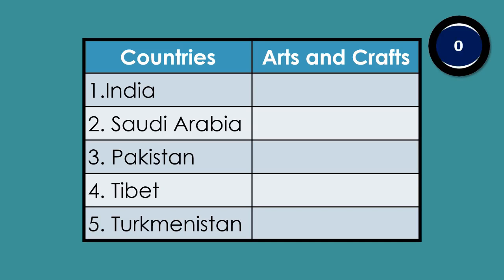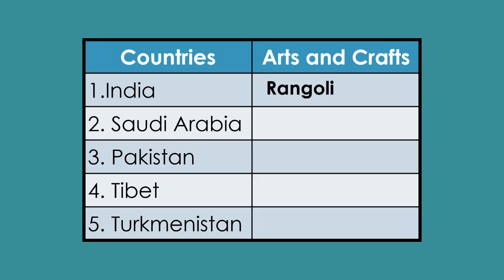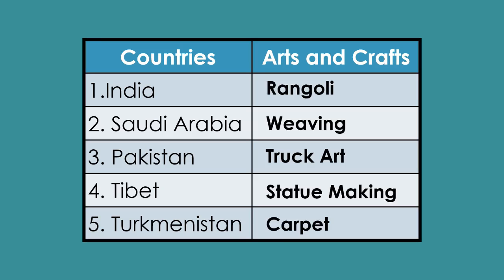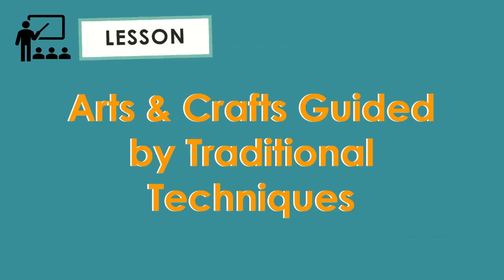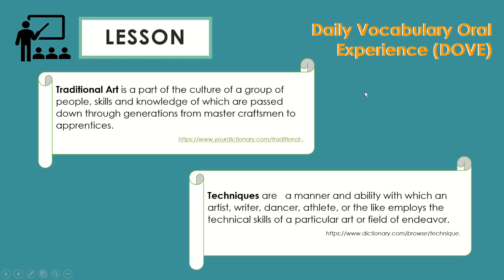Time is up. Let's check your answer. How much score did you get? I hope you were able to remember our past lesson. Let's have our discussion. Let's discuss arts and crafts guided by traditional techniques. Let's have first our daily vocabulary oral experience, or DVOE. This will help you to have a better understanding of our lesson for this week.